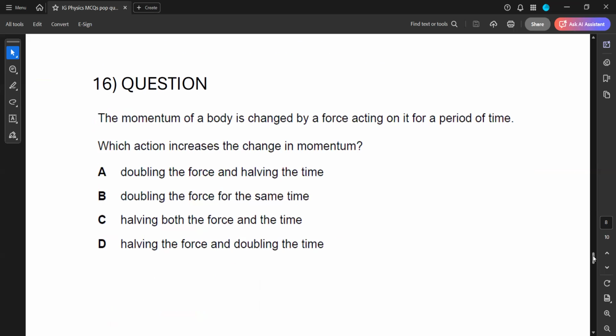Question 16. Any doubt? The momentum of an object changes by a force. Which action increases the change in momentum? Impulse. What is the formula for impulse? Impulse is force multiplied by time. If I increase the force, the impulse will increase. Impulse means the change in momentum, which can be calculated by two formulas: the final momentum minus the initial, or the product of force and time.